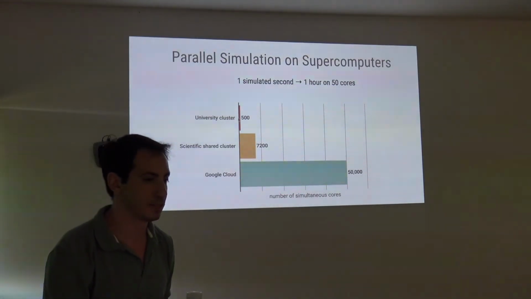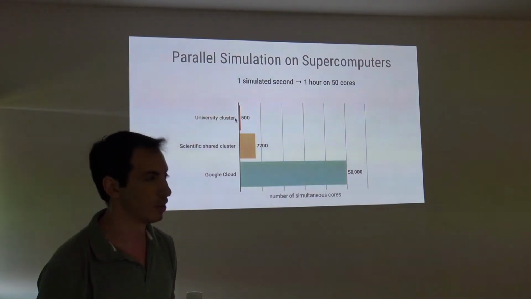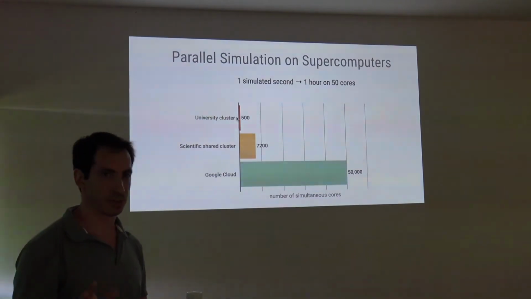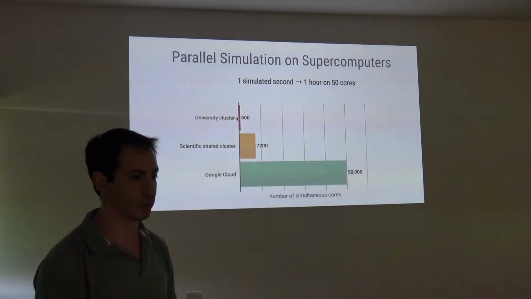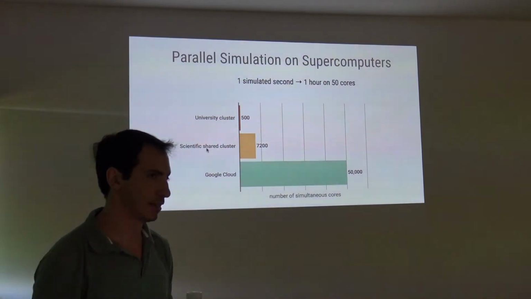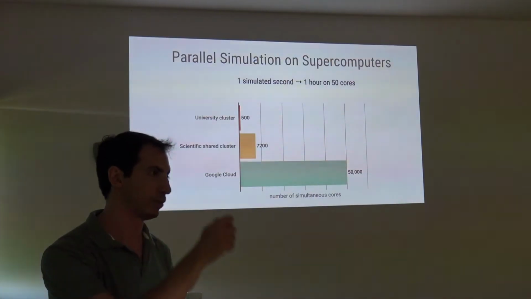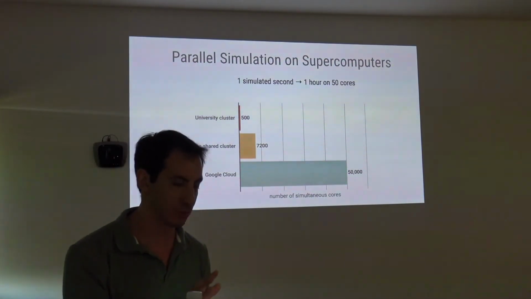So obviously we started with this university cluster that had 500 cores, but it very quickly became obsolete. So we didn't have enough power to run what we needed. So we moved to scientific shared clusters where you can run simulations, but you have to wait in a queue for a long time. So that was very frustrating.